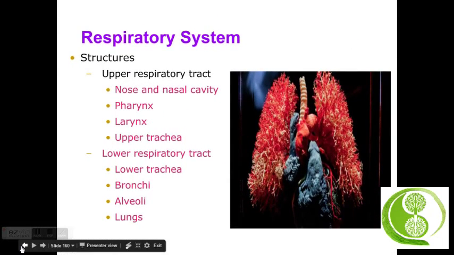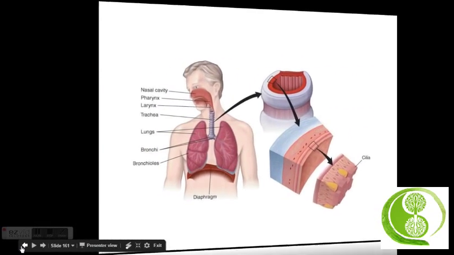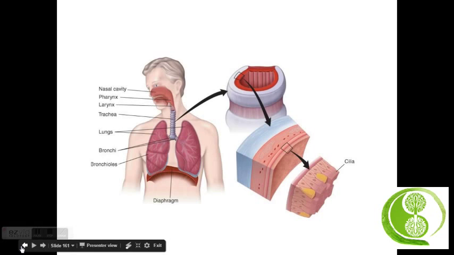The structures of the respiratory system are divided into two sections. You have the upper respiratory tract, which consists of the nose and nasal cavity, the pharynx, the larynx, and the upper trachea. Then you have the lower respiratory tract, which is the lower trachea, the bronchi, the alveoli, and the lungs. So we'll talk a little more in depth about each of these.